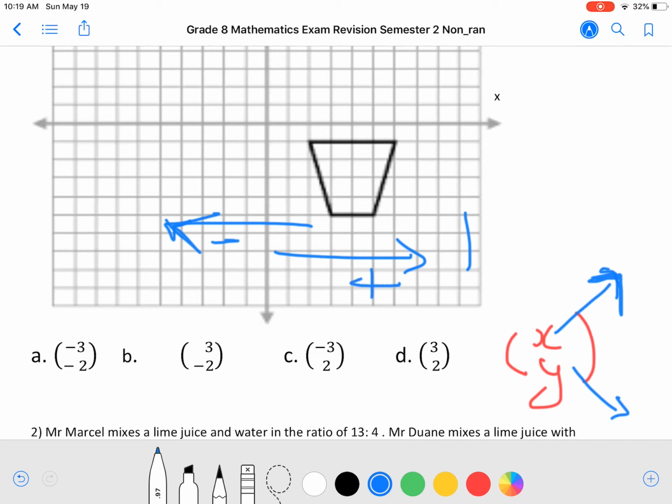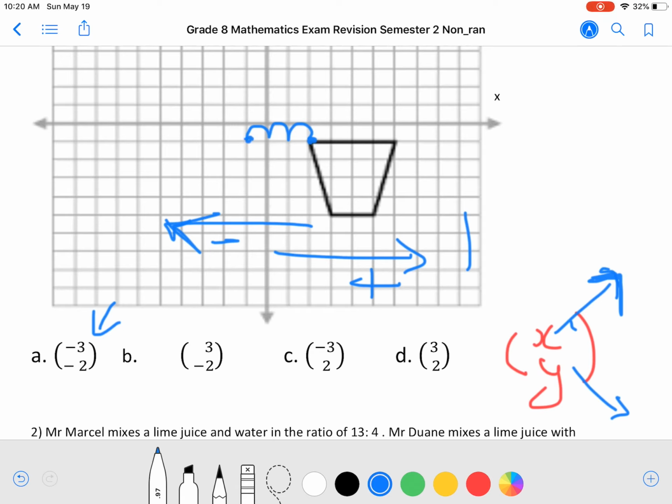Now we have a look at the first one, A, at the bottom here. Number A says we do the translation for -3 and -2. So we know the x value has to go in the negative direction 3 units. So we move from here, we go 1, 2, 3. This point will be here now.